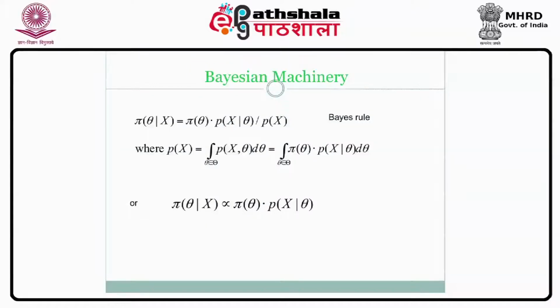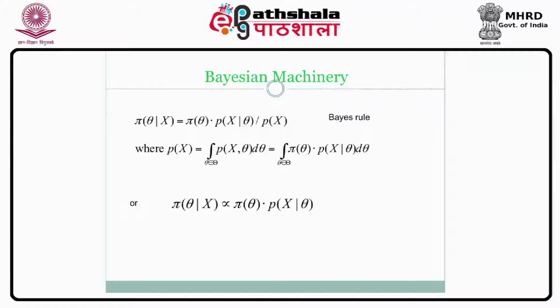Once again, pi(theta given x), given the data, is the prior distribution of theta multiplied by the likelihood, divided by the marginal distribution of the data. Because the data is random, Bayes' theorem says that this is the marginal distribution. Now what is p(x)? It is over the distribution of theta. If you integrate the joint density of the prior and the likelihood, you ultimately get the marginal density of the data.